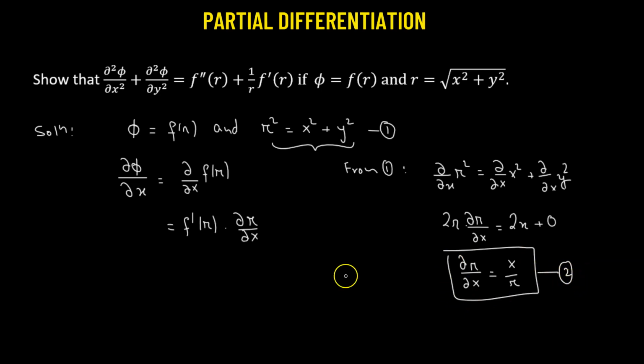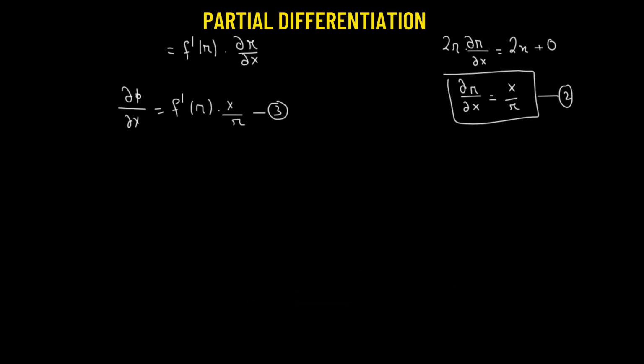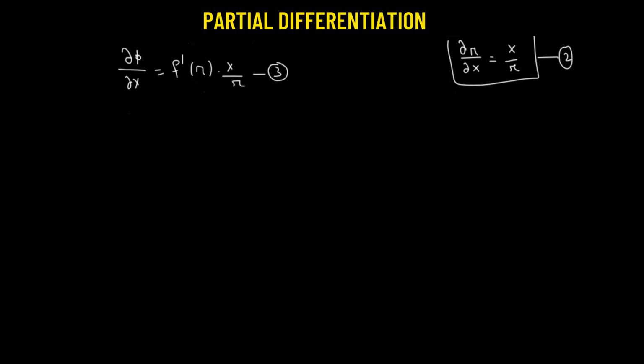So we'll use 2 and rewrite the partial of f with respect to x as equivalent to the first derivative of function f of r multiplied by x over r. So let's label this as number 3. Now we will start with equation number 3 and take the partial derivative on both sides with respect to x. That means we will have the partial with respect to x of the partial of phi with respect to x, which will be equal to the partial with respect to x of f prime r times x divided by r.